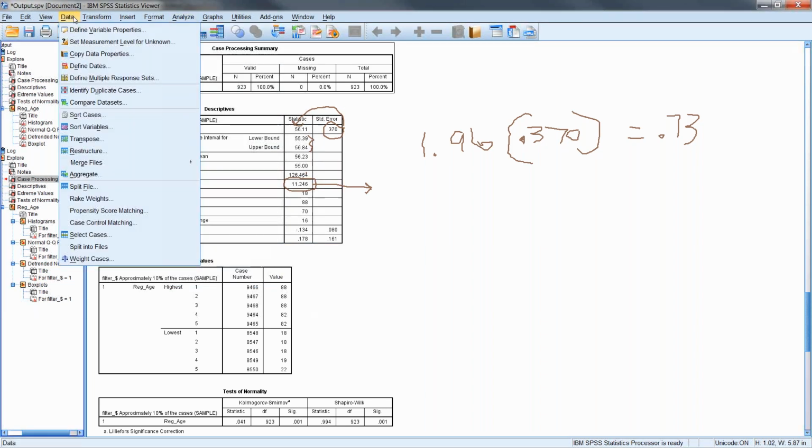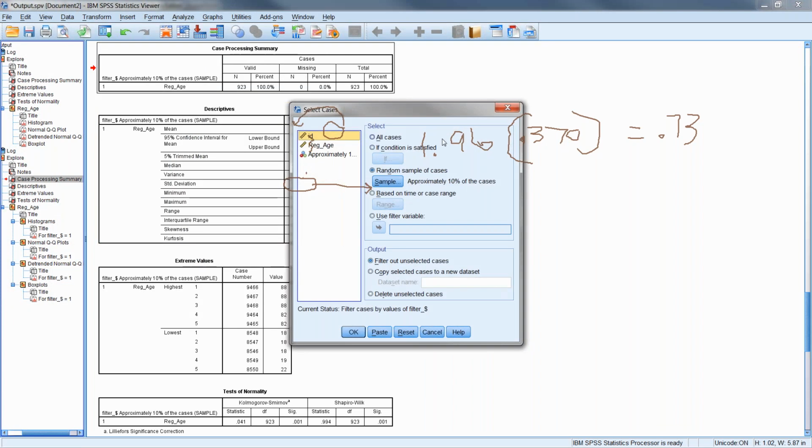Okay, so I'm going to go back in here to data again. I'm going to select cases. Now I'm going to say, let's see, oh, maybe I can erase this here. How do I erase this? Oh, I hope it's not here the whole time. Okay, well, we'll figure it out. Let's go ahead and move this down here.